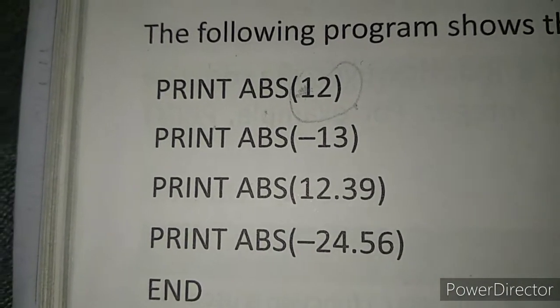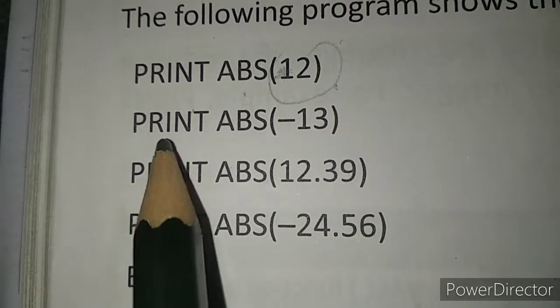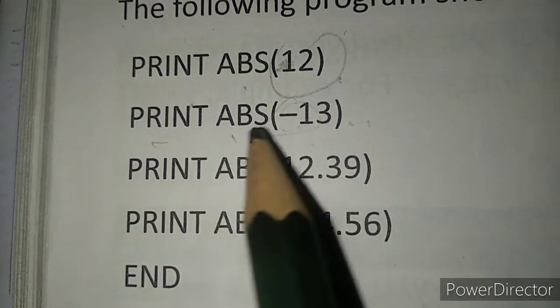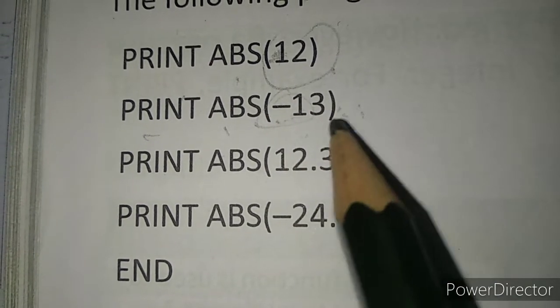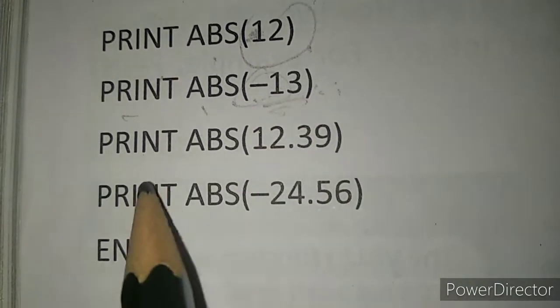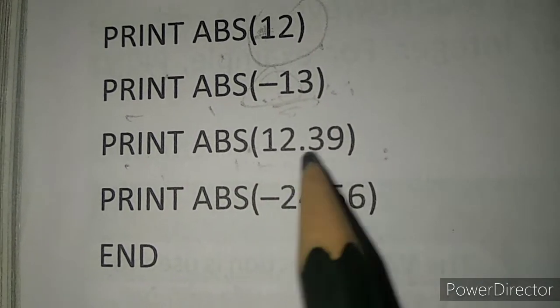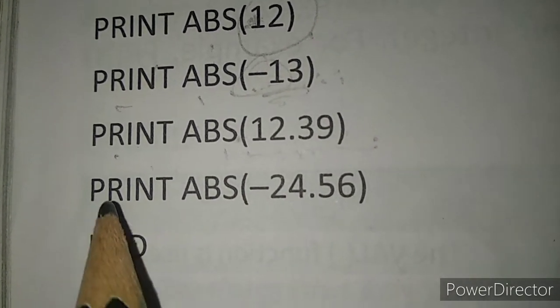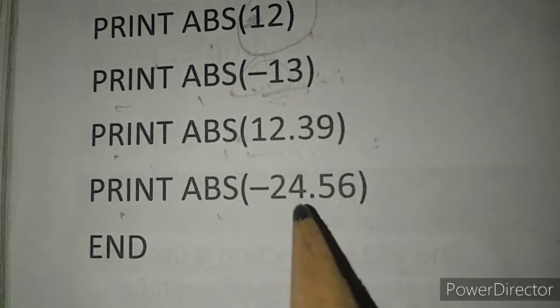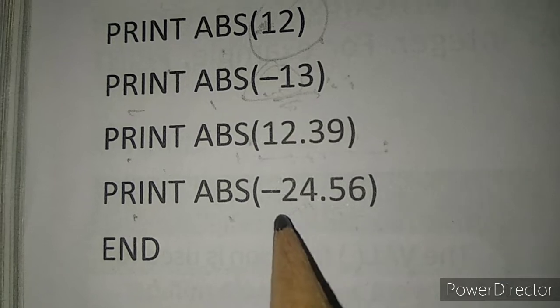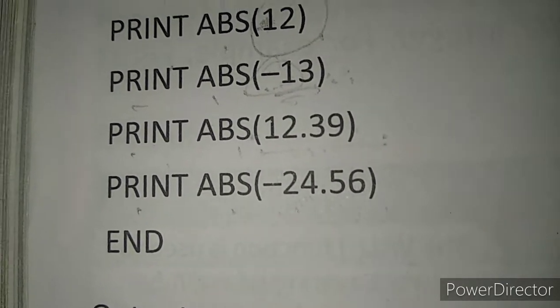Here 12 will be returned because it is positive, so there is no need to change it. Here, print ABS minus 13. Here minus 13 is there, so it will be converted into positive 13 and only 13 will be there. Now print ABS 12.39. Here this is positive, therefore 12.39 will be returned. Now print ABS minus 24.56. So here it will become positive and 24.56 will be reported as output.